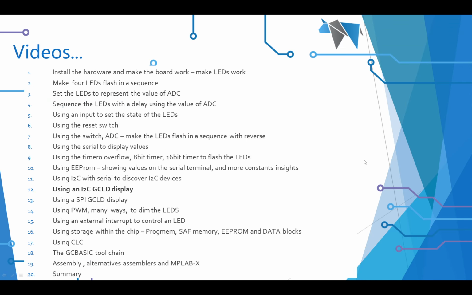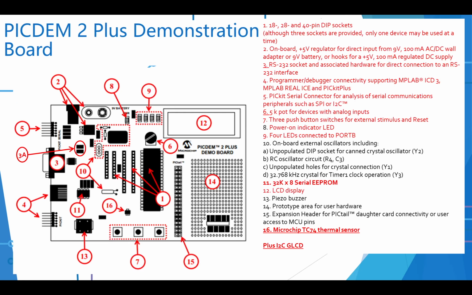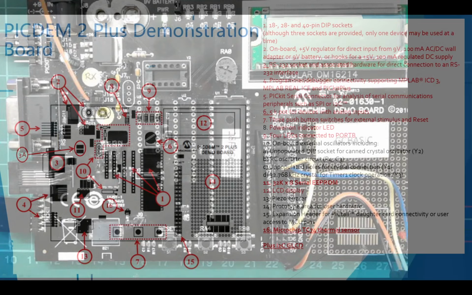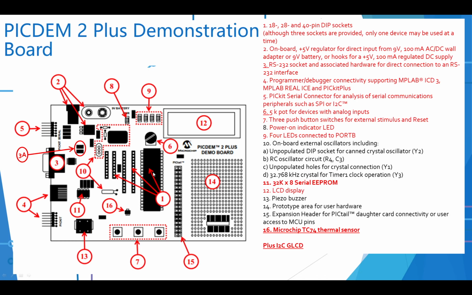So number 12, GLCD, graphical LCD devices. I've got this board. Have I actually got it in the camera? Let's have a look. Oh, there it is. Look, that's the board I'm using, and it's got integrated circuits all across it. I'm using a 40-pin PDIP device, but you can use whatever you like. It's got LEDs, clocks, etc. And I'm going to add to it at the bottom I²C GLCDs. I've got quite a few to choose from.